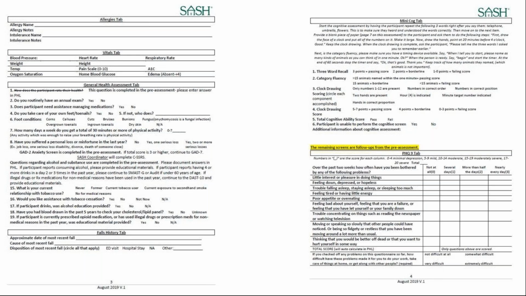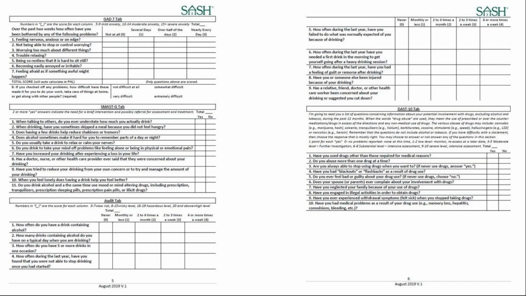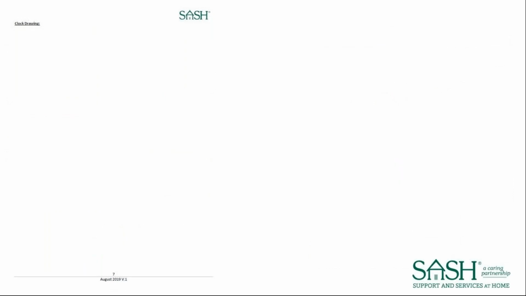We are asking about the fall history. The mini cog is there. And then you'll see in yellow on the right, basically anything beyond that point are follow-up screens that you will do with some participants and you won't. So we provided the PHQ-9, the GAD-7, SMAS-G, the audit tab, and the DAST-10. And then the very last thing that we did is leave a blank page on the back for the clock drawing for the mini cog, so that you don't have a loose piece of paper hanging around. Hopefully it's just stapled together with the rest of your paper assessment.